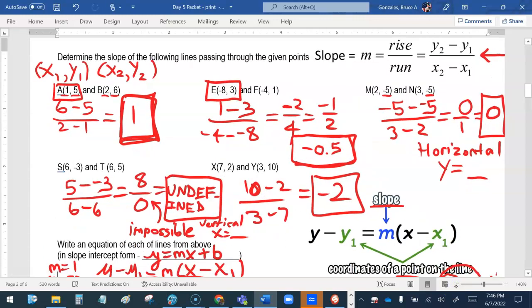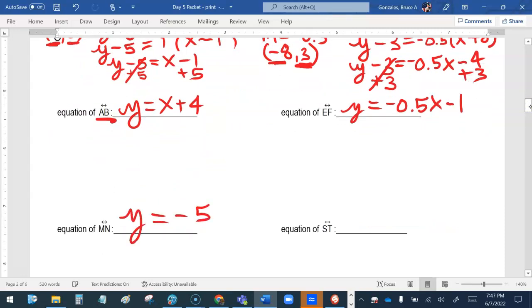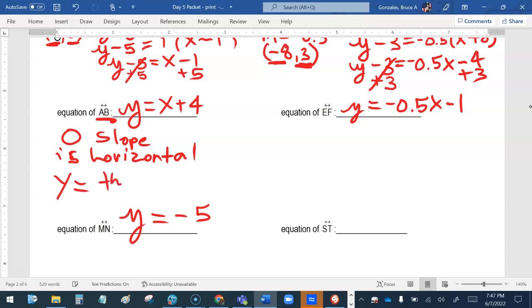MN. We already said MN had a 0 slope. 0 slopes are horizontal, and horizontal is y equals the y value. So you tell me, at these 2 points, what's the y value? Negative 5, right? Since it's a 0 slope, I'm just going to write y equals, and the y value that they share is negative 5. You could plug this into point slope form, but if you know it's a 0 slope, you're just going to put y equals the y value, because it's horizontal. So again, 0 slope is horizontal, so it's always y equals the y value. So y equals negative 5.